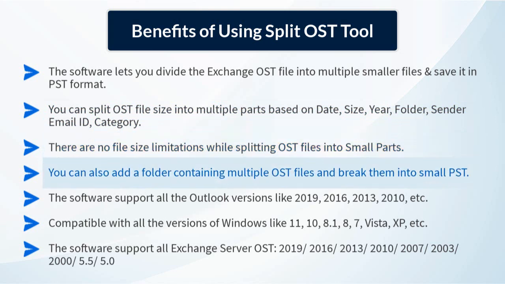You can also add a folder containing multiple OST files and break them into small PST. The software supports all the Outlook versions like 2019, 2016, 2013, 2010, etc. Compatible with all the versions of Windows like 11, 10, 8.1, 8, 7, Vista, XP, etc. The software supports all Exchange Server OST 2019, 2016, 2013, 2010, 2007, 2003, 2000, 5.5, 5.0.